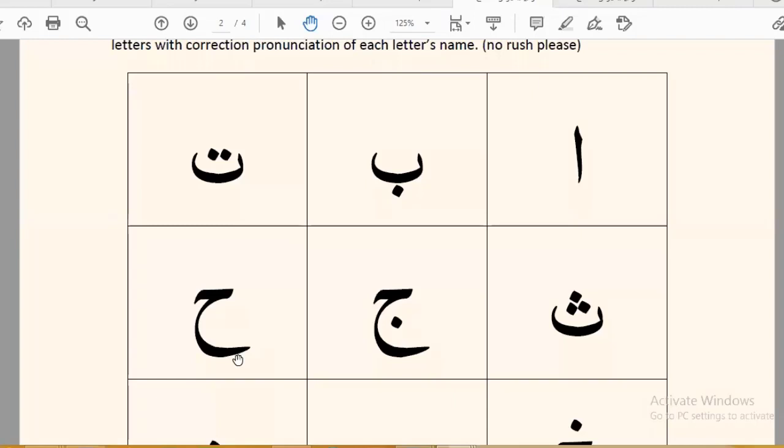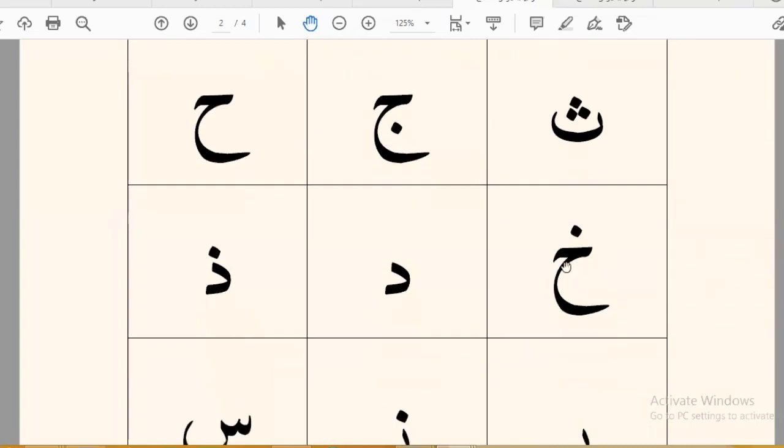Good, much better. Okay, just keep practicing that sound. Now, the next letter is this one over here. It has the same shape as these two over here, but this time it has a dot that's found on top of the letter. This is the letter Ha.